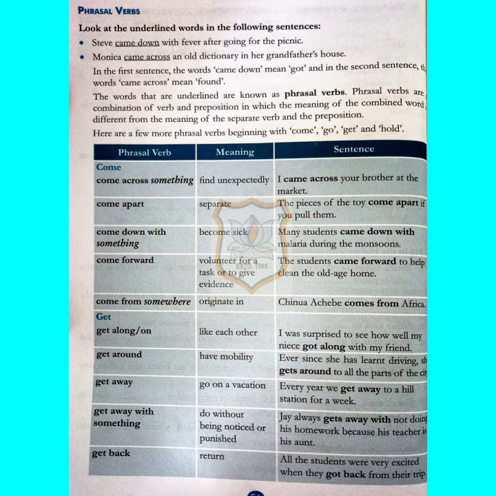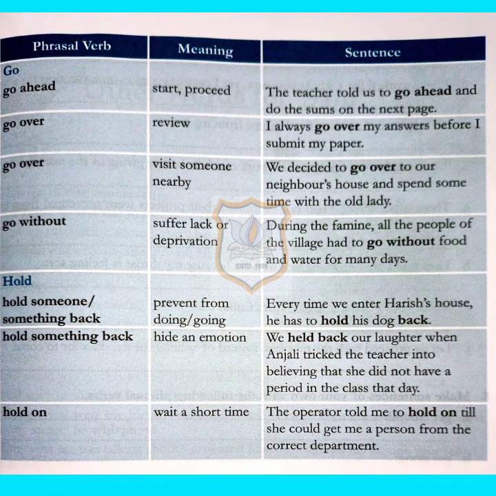So next, you can see here, phrasal verb is go. Go ahead means start or proceed. The teacher told us to go ahead and do the sums on the next page. Go over, the meaning of it is review. I always go over my answers before I submit my paper. Third one, go over, that is visit someone nearby. We decided to go over to our neighbor's house and spend some time with the old lady.